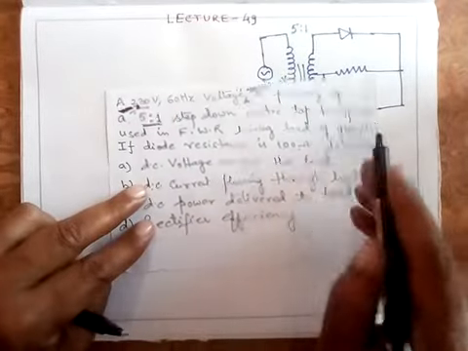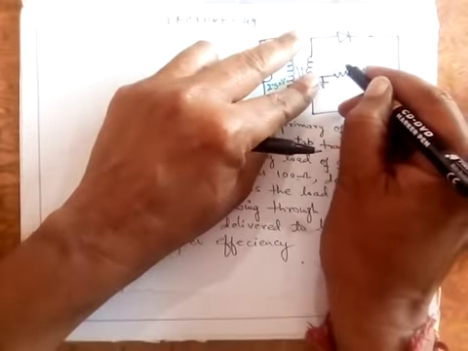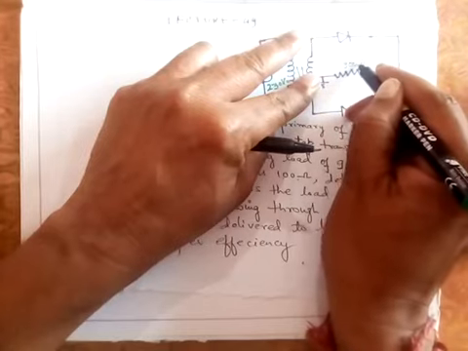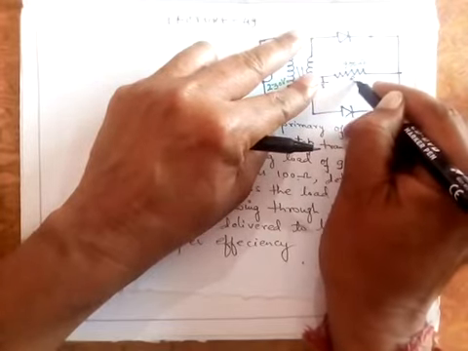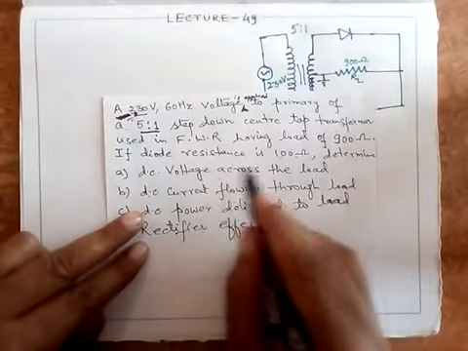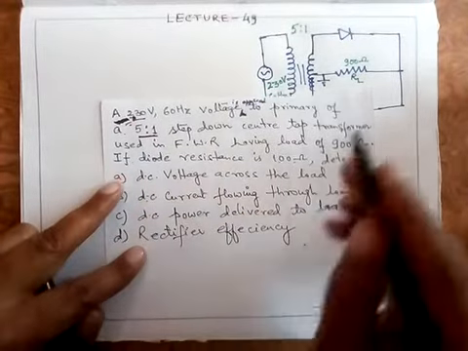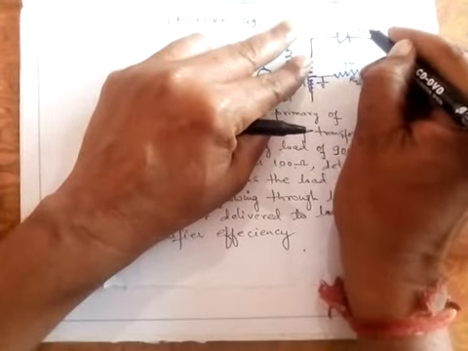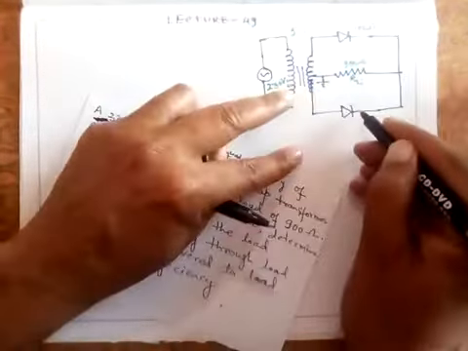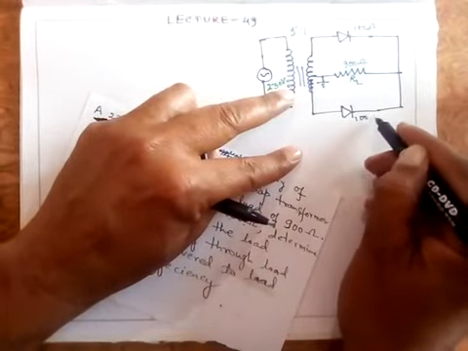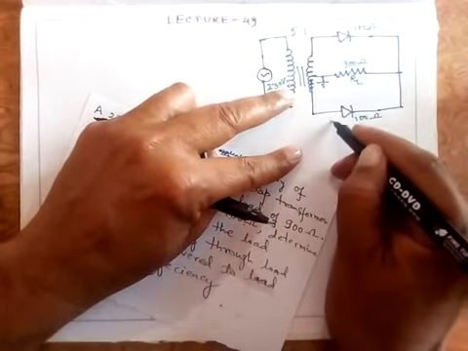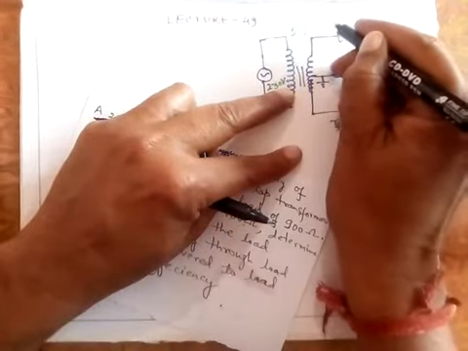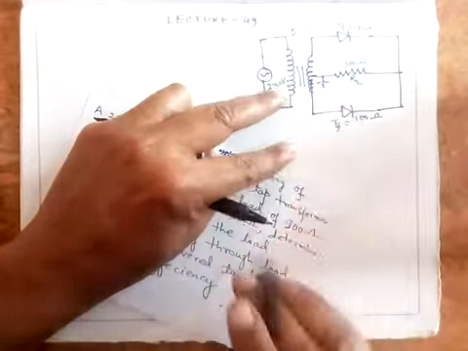Having a load of 900 ohm means this RL is given to me as 900 ohm. If the diode resistance is 100 ohm, means if this diode has some forward resistance, that is 100 ohm. Since the diodes are identical, this is also 100 ohm. That is the forward resistance, I assume this as RF, whether for this or for this, RF is given to you as 100 ohm.